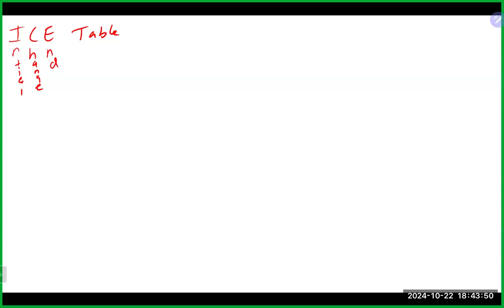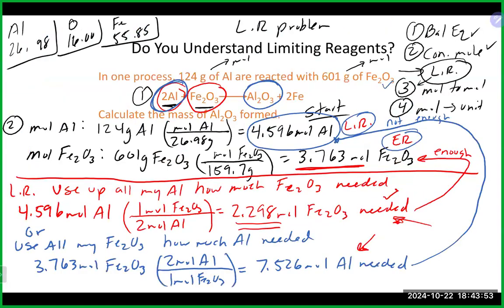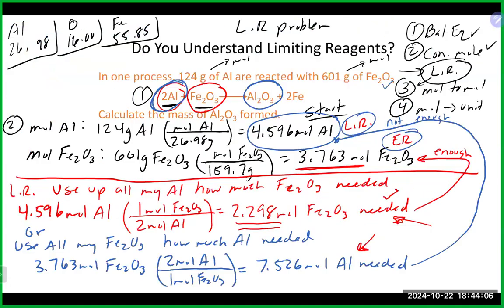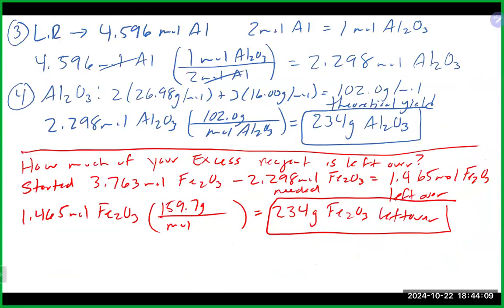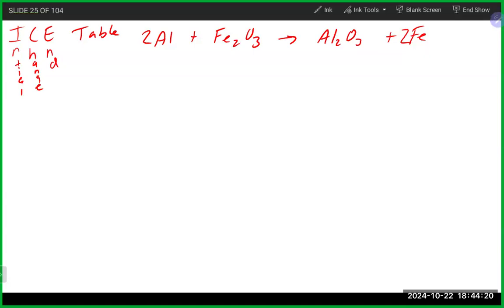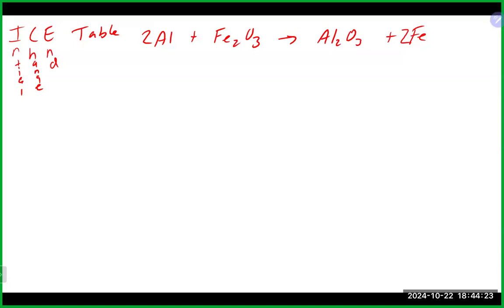So to do this, you will take the balanced equation, which is our aluminum plus our iron 3 oxide, making our aluminum oxide and our iron. And here, that's a 2 and a 2, I think. 2 there and a 2 there. Now, to do this, like I said before, you balance the equation, you convert everybody to moles. And now we're going to do our ice table.